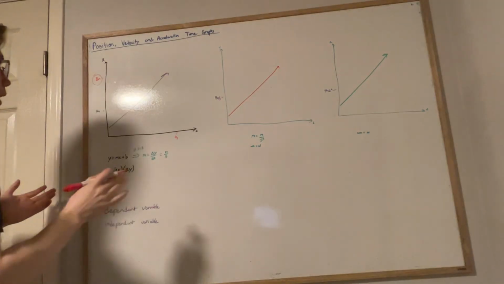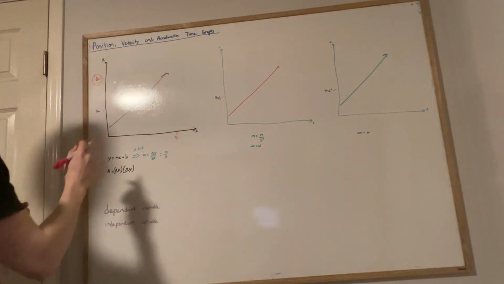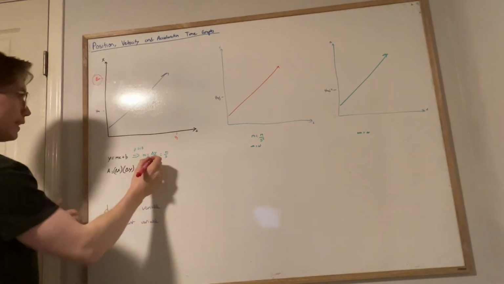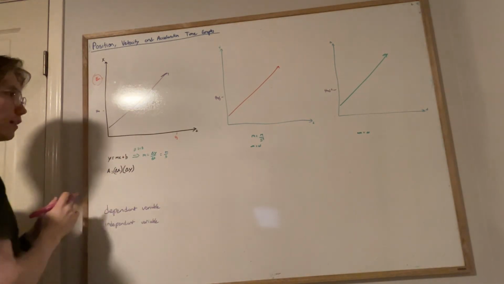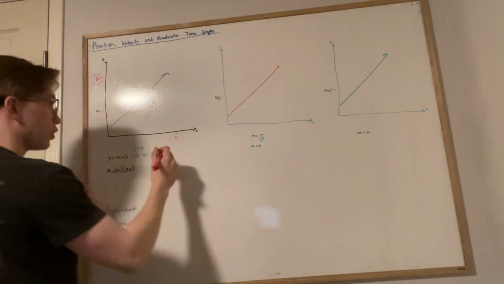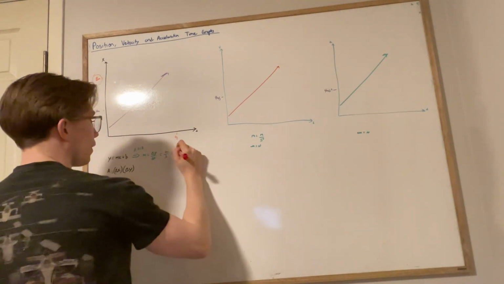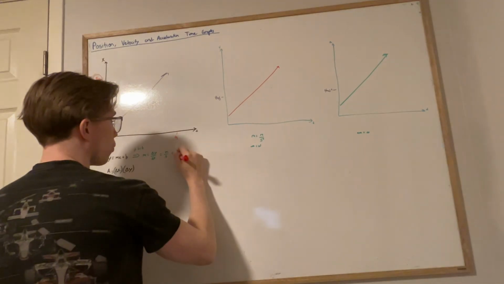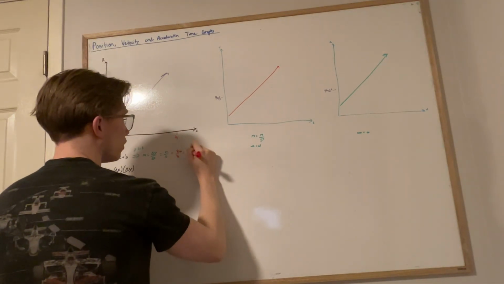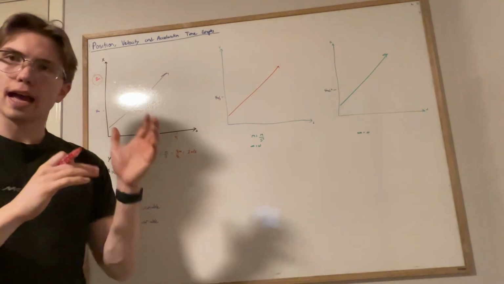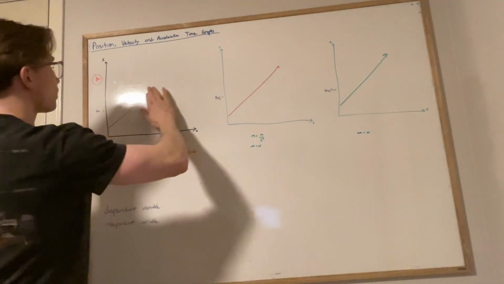We want to know what the velocity is here. What is M? M equals delta y over delta x, the change in y over the change in x. So all we have to do is 8 meters over 4 seconds. 2 meters per second. It's that easy. When it's linear like that, it's really easy to figure out.